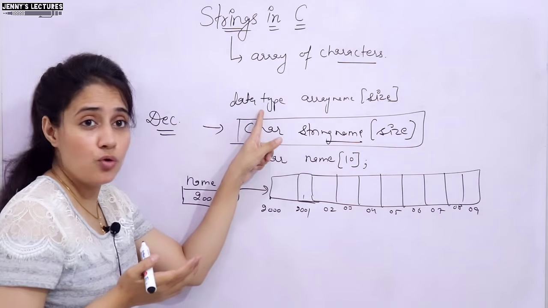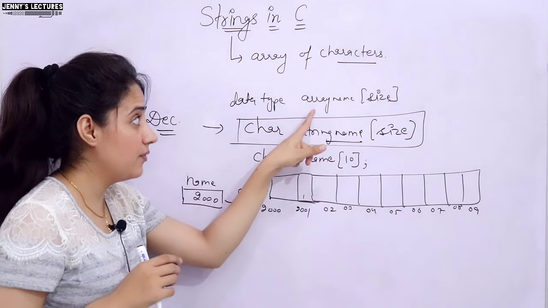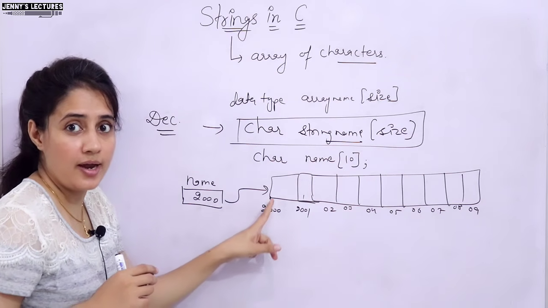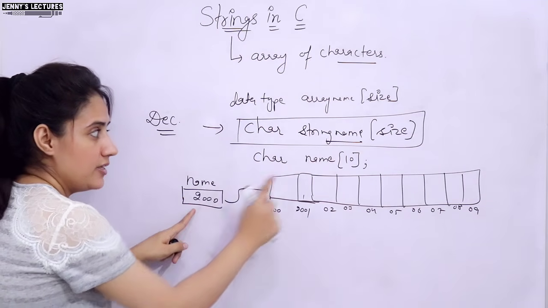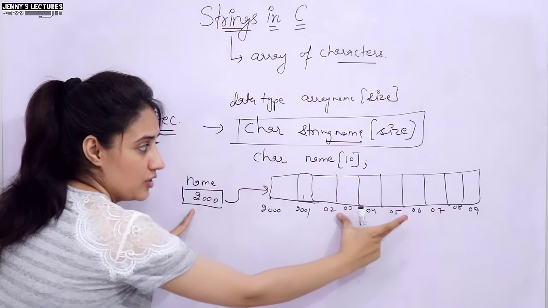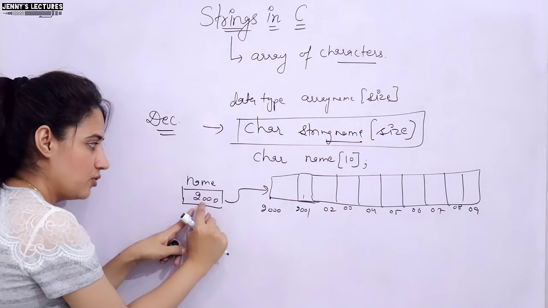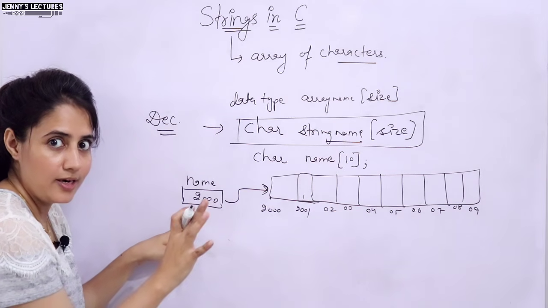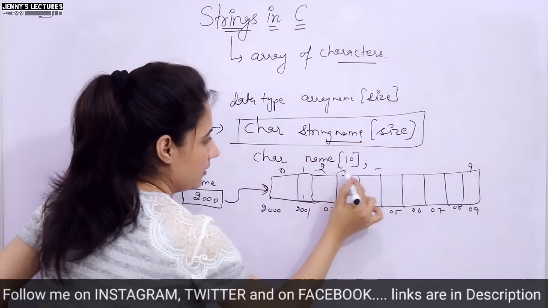We know an array is considered as an internal pointer because the name of the array variable is containing the base address of the array, or you can say the address of the first element of the array, and string is also an array. It is an array of characters, right? So obviously the name of this string is also going to contain the base address of the string, 2000. You can say it is an internal pointer to this string, right? And the index would be the same, 0 to size minus 1, 0 to 9.